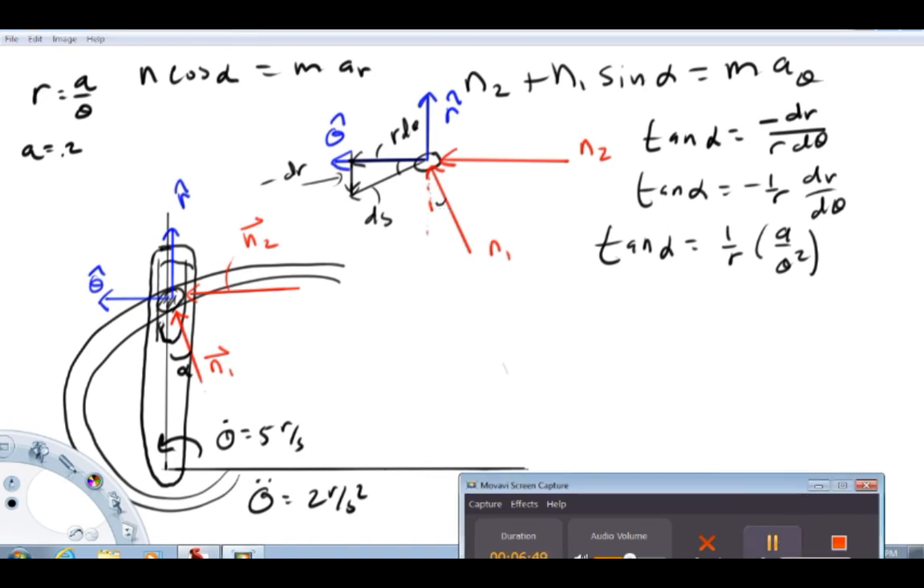Okay, folks, so I got this worked out. I put in the numerical values here. Basically what I did is I took tan alpha equals 1 over r. Now r, looking over here, is a over theta, so 1 over r would be theta over a, and then that's times a over theta squared. So we end up with 1 over theta out of that. This is at 90 degrees, or in radians, pi over 2. So when I solve this, I get that alpha is 32.5 degrees.